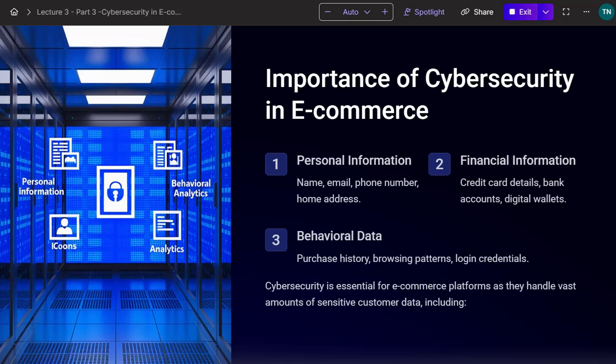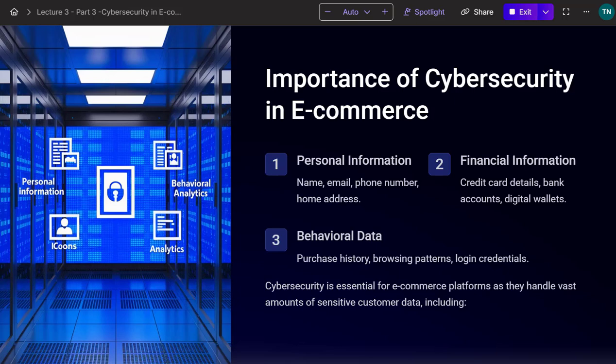First, the importance of cybersecurity in e-commerce for personal information, for financial information, and for behavioral data, right? E-commerce platforms handle a wealth of sensitive customer data, including personal information, financial details, and behavioral data. This data is highly valuable and must be protected to maintain customer trust and comply with the legal regulations.